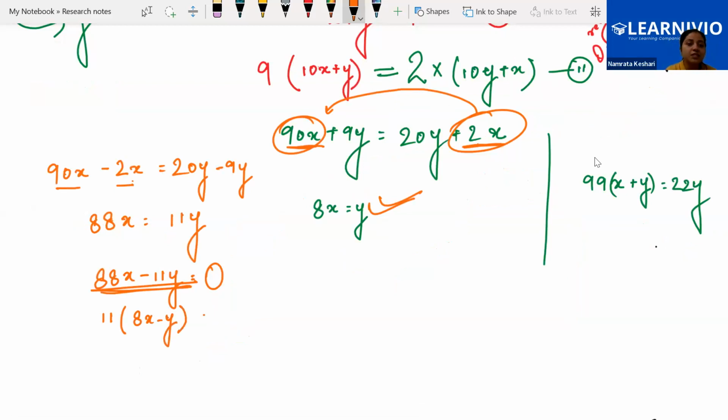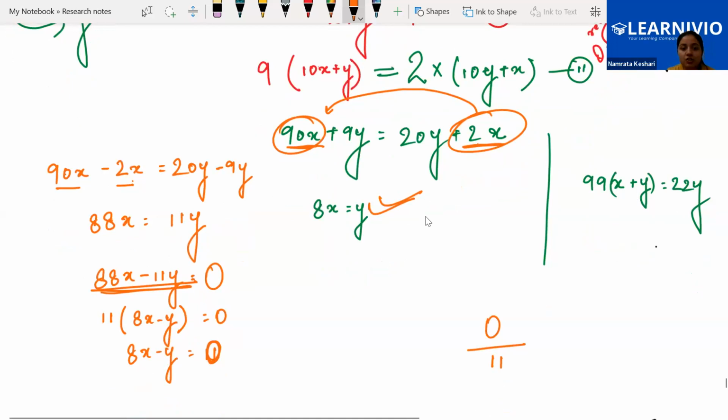And if we shift this 11 to the other side, what will we have? 8x minus y is equal to 0 by 11. This 11 will go in the denominator, right? 0 by 11 is 0. Please be careful while doing the calculation, Harshit. So 8x equals y. That's what we are getting.